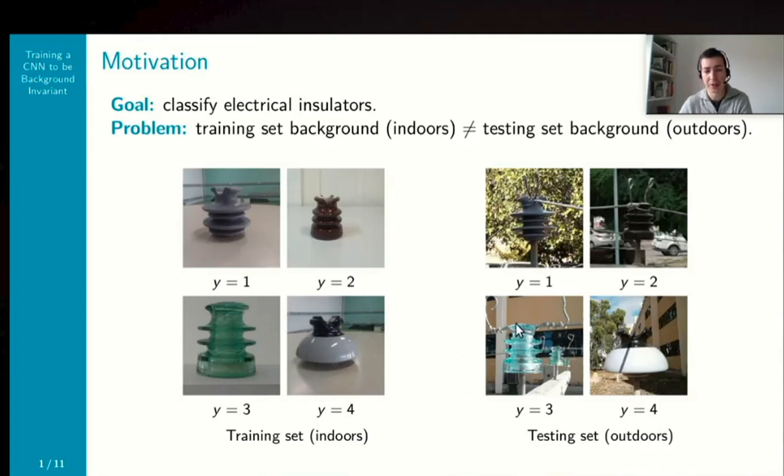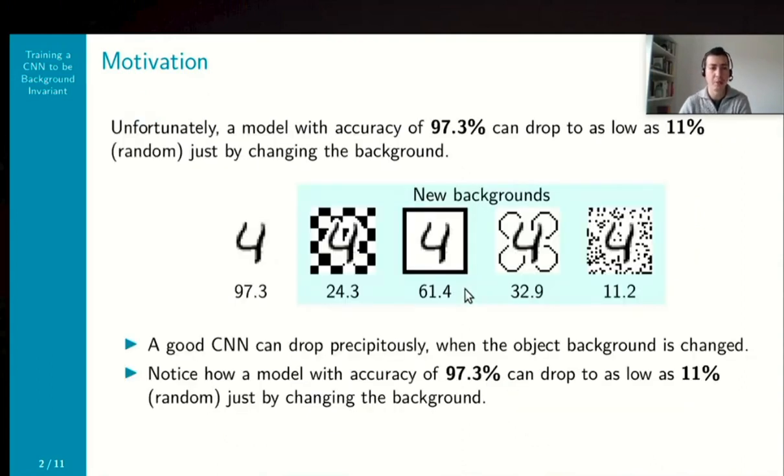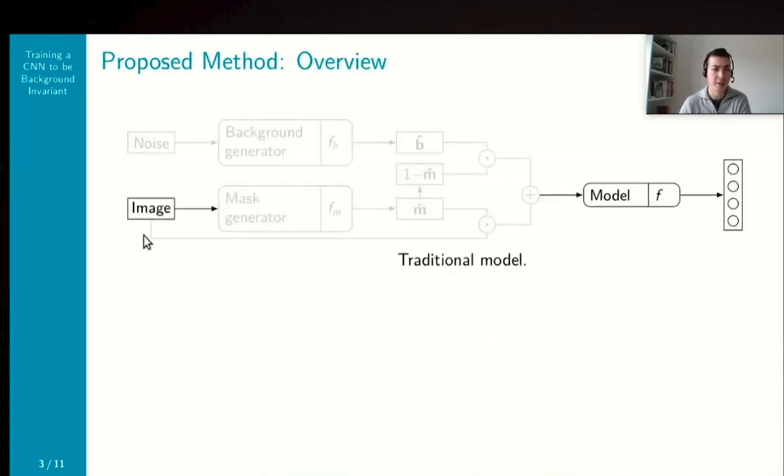So the background changes quite a bit. Well, the object is the same, but the background is different. And the problem with convolutional neural networks is that they can have a very high performance in the normal testing set, where the background is similar to the training set, but then when we change the background, the performance drops precipitously. This is for MNIST. Naturally, it's very easy to get a very high performance in MNIST, but then when we change the background, the performance drops.